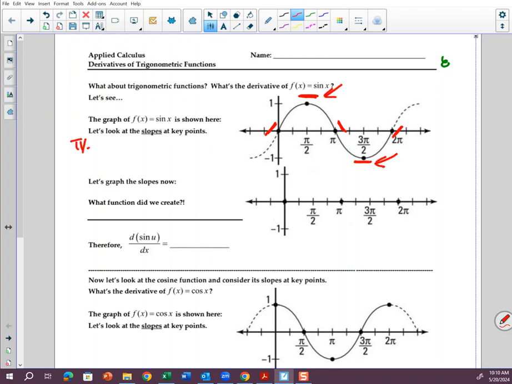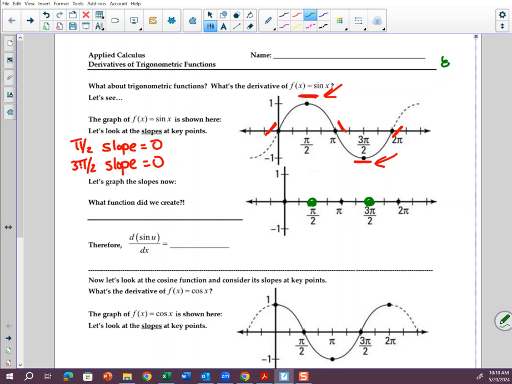So pi over 2, slope equals 0, 3 pi over 2, slope equals 0. I'm going to graph those slopes. And I know there's some weird points on this graph. So pi over 2, 0, 3 pi over 2, 0.